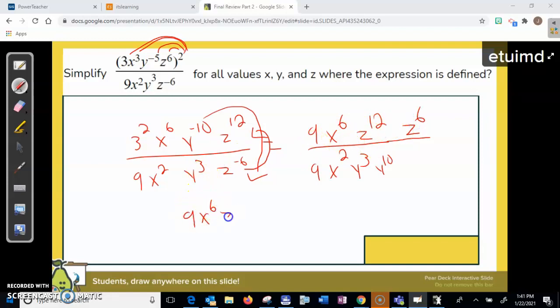Combine like terms. 9x to the 6, z to the 12. Actually, you combine these, z to the 18th over 9x squared, y to the 13. 9 divided by 9, they cancel out, it's just 1. x and x, that becomes x to the 4th. z, there's no other z, you leave it alone. And the last one, y to the 13, because there's nothing else.